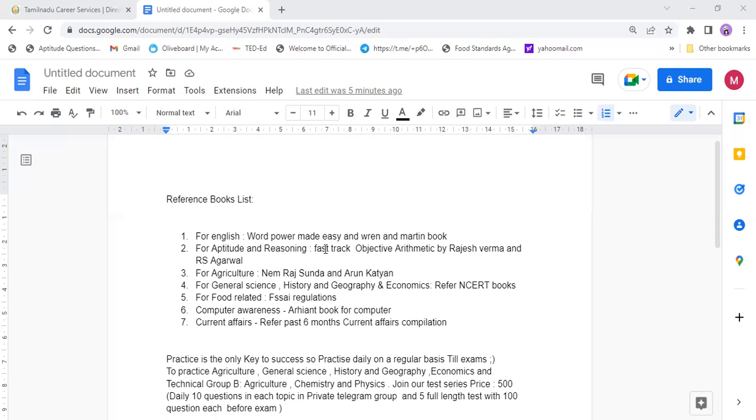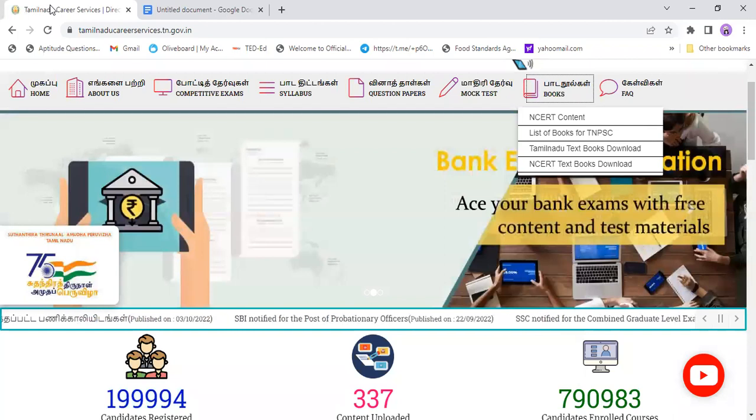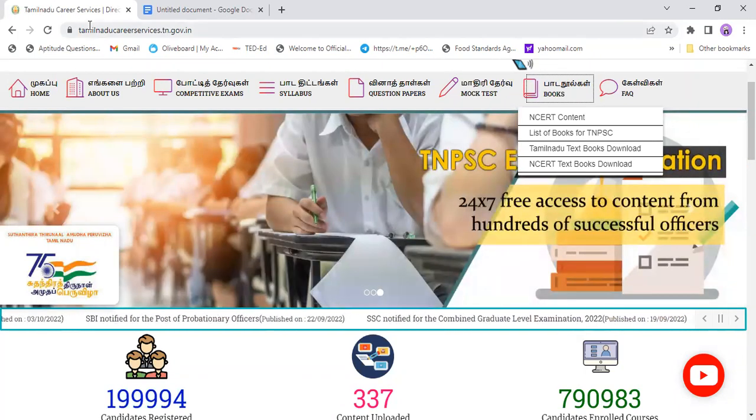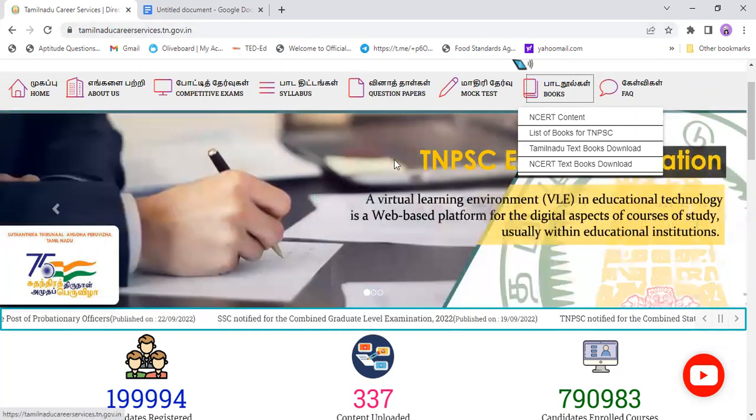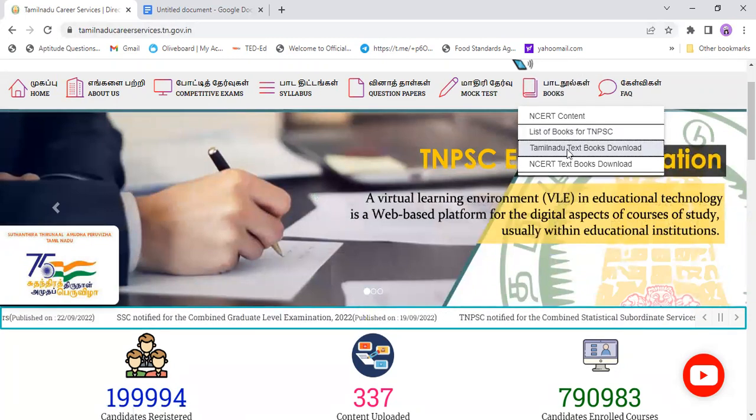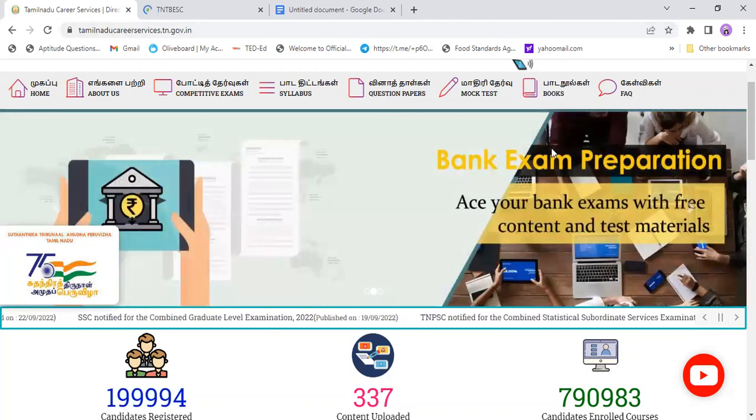And then I will also suggest a website, which may be, I don't know, applicable for other states. For Tamil Nadu aspirants, the Tamil Nadu government has started a website called Tamil Nadu Career Service, .tn.gov.in. There you will get Tamil Nadu textbooks and then NCERT textbooks free of cost, and this website is also free of cost.